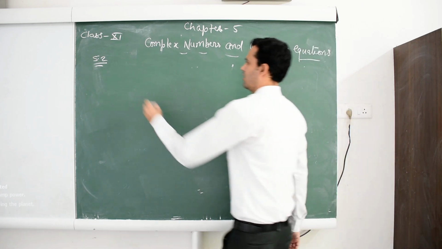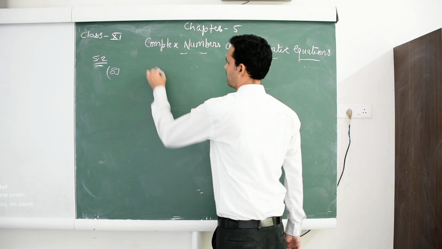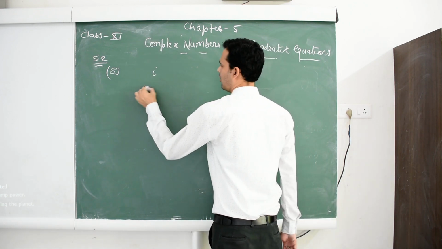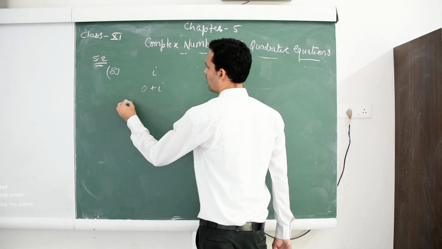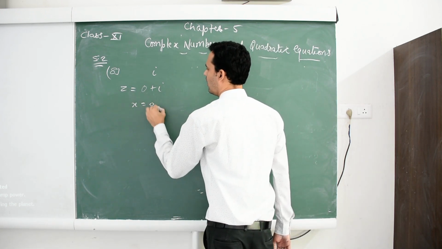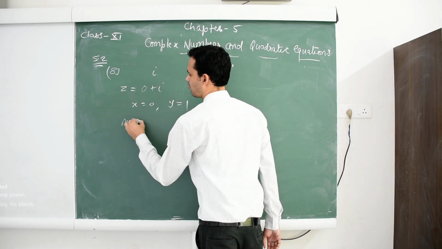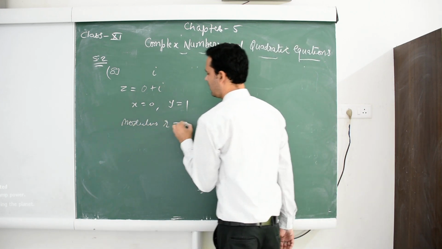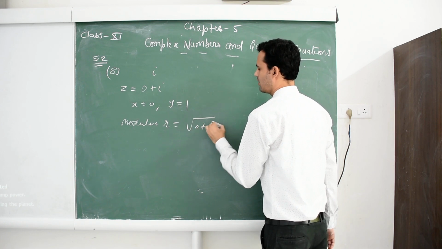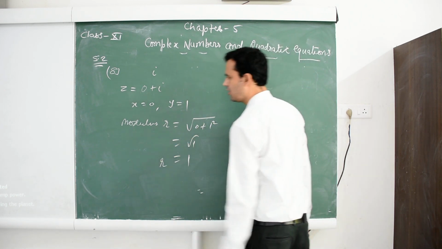Question number 8. The question is i. So we write it as 0 plus i. So z equals 0 plus i. Here x is 0 and y is 1. So modulus r equals root of 0 plus 1 square. It means root 1, so the value of r is 1.